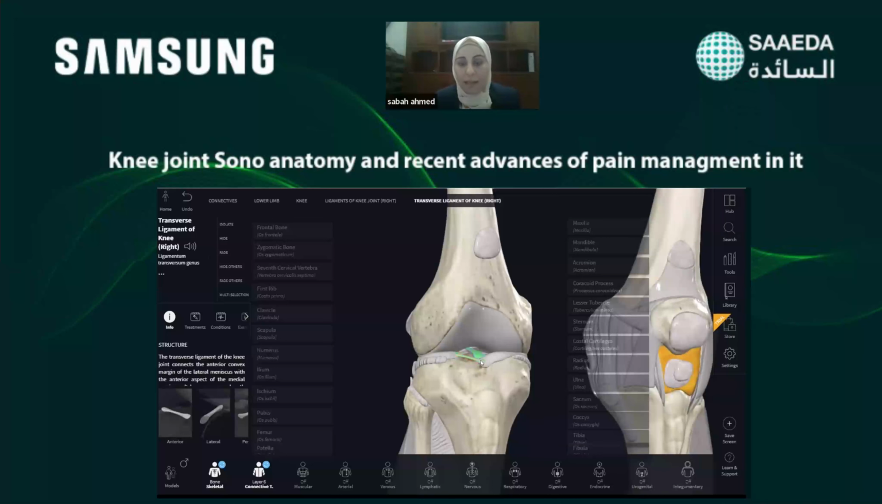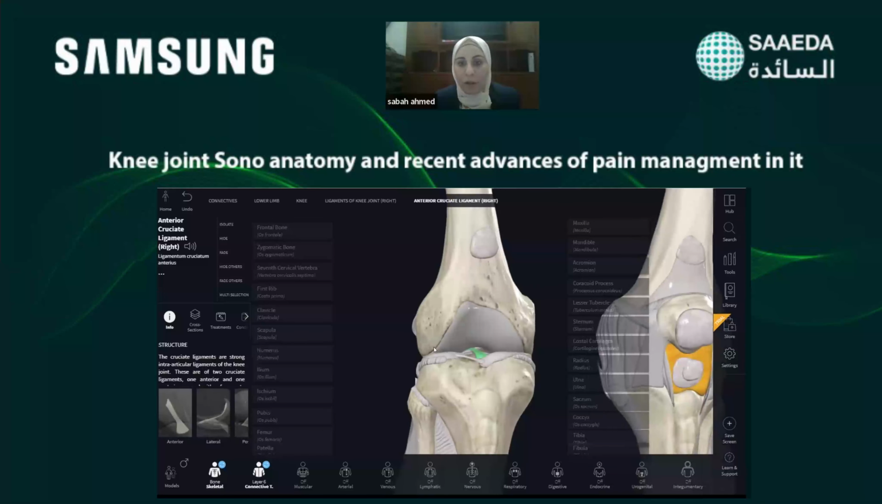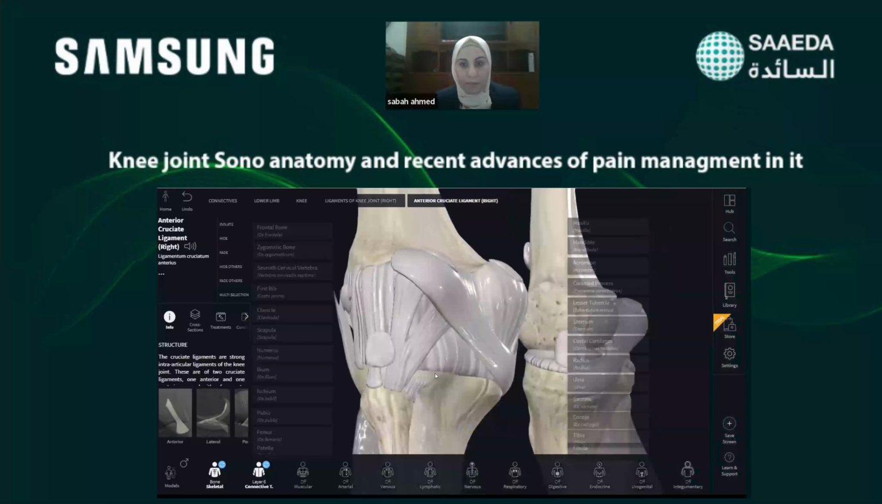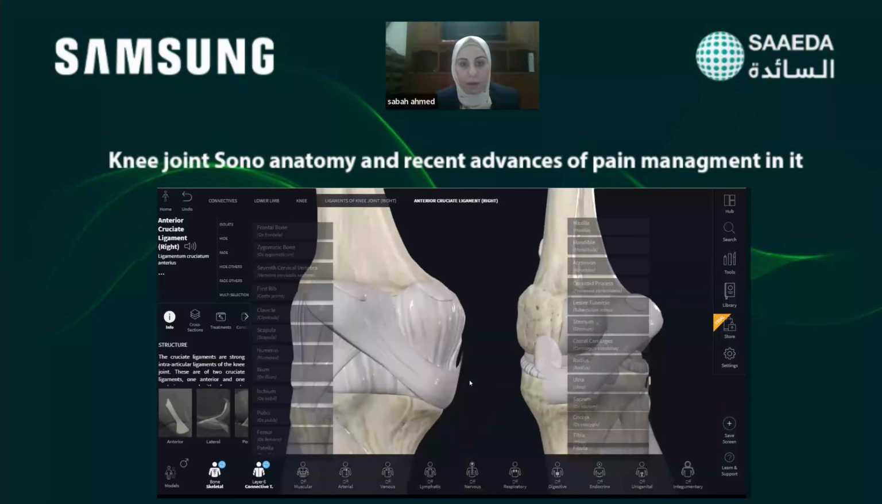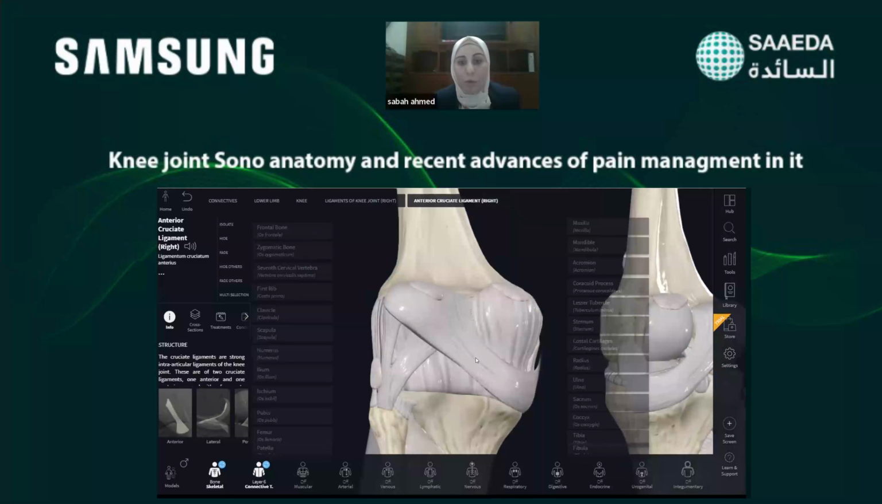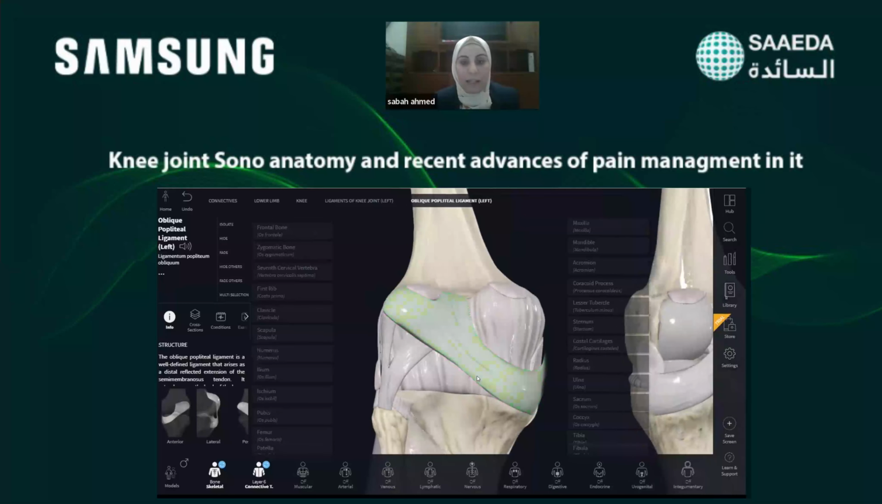This is the anterior cruciate ligament. It passes from the anterior part of the tibia toward the medial part of the lateral femoral condyle. This is the anterior cruciate ligament, which is a very important ligament. If we go posteriorly, the most important ligament here, thick and fibrous, appears on the ultrasound. This is the oblique popliteal ligament, this one, the thickest one, the oblique popliteal ligament.